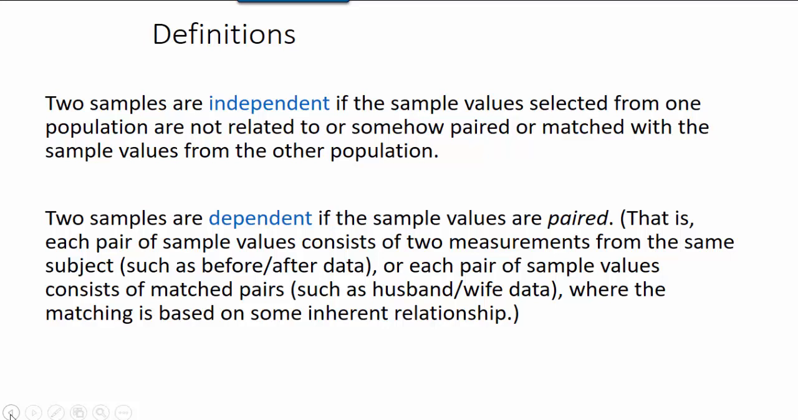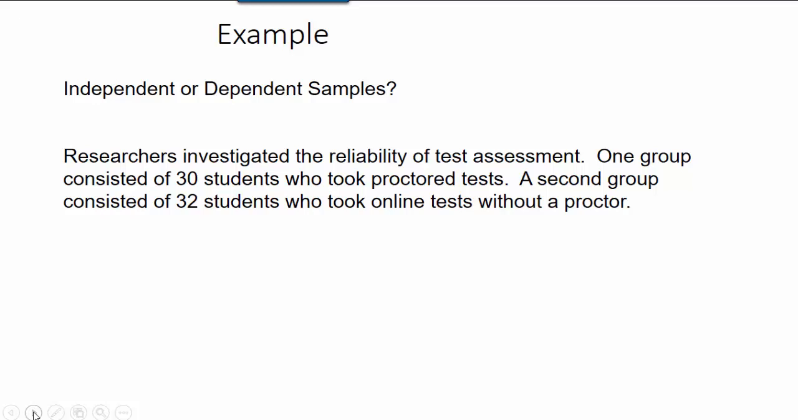Two samples are dependent if the sample values are paired. That is, each pair of sample values consists of two measurements from the same subject, such as before and after data, or if each pair of sample values consists of matched pairs, like husband and wife data. So sometimes we have to determine, do we have independent or dependent samples?